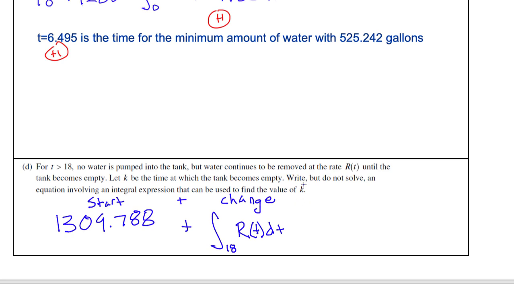And it tells you just find K. Just use K. So if I say, when does my start plus change equal 0? That's when it becomes empty. And there's my final equation. So you don't really have to solve anything. You just need to set it up, exactly.